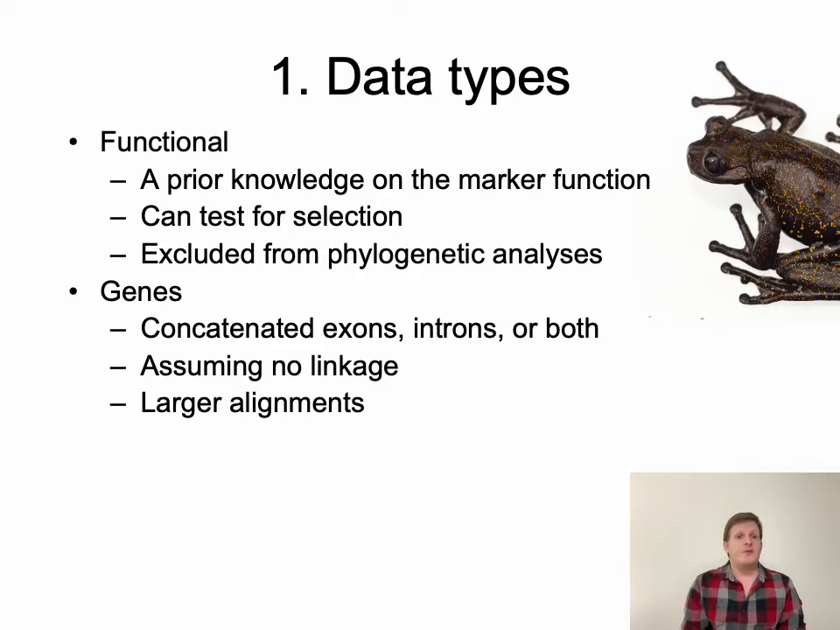And for functional loci, these are markers where there's a priori knowledge on the function of the marker, and here you can test for selection or exclude from phylogenetic analyses. And the final data type is the genes, which are the exons but concatenated if they're from the same gene, assuming no linkage. And here you can get larger alignments, so you can have better species trees.